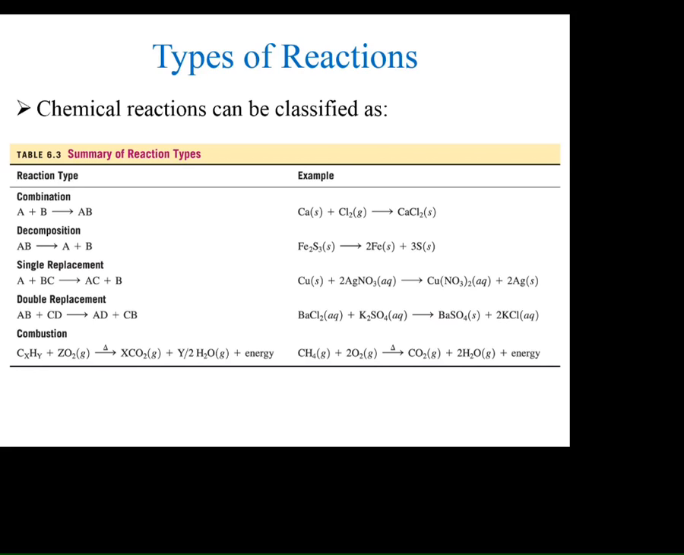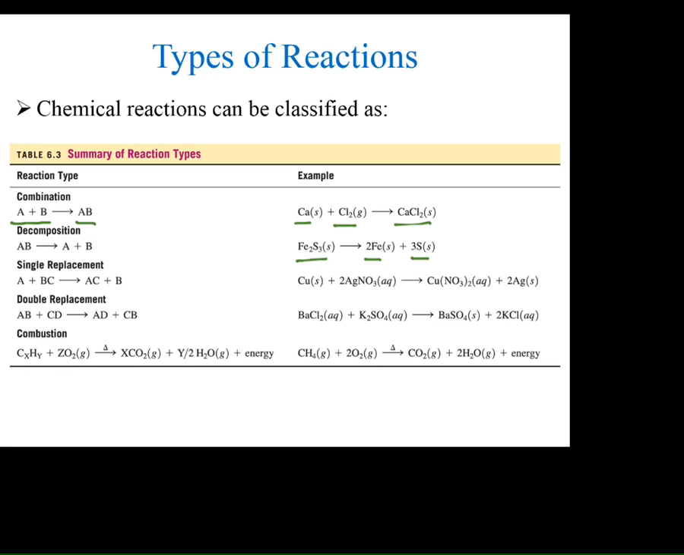Okay, so let me show you the examples here, and then we'll try to pick them out of a lineup and see if we can figure out which one is which. So, the first one's pretty easy. It's two or more things combining to make something else. Now again, they show you two, but it could technically be three things combining. So here's an example. Calcium plus chlorine makes calcium chloride. So two things, calcium and chlorine, combined to make one thing, calcium chloride. It's pretty easy. Okay? Now, decomposition is just the reverse. One thing is now breaking apart into two or more things. So here we have iron 3 sulfide breaking apart into two things, iron and sulfur. So that's decomposition. That's the opposite of combination.